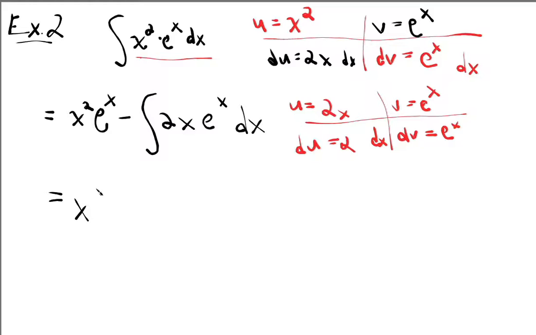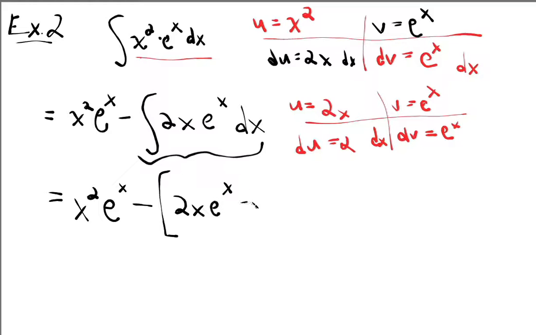All right, let's be careful here. We have x squared e to the x. We have a minus sign, and then this whole integral is getting rewritten. So I'm going to use a bracket so I don't forget to distribute a minus sign later. And then we have uv in this new integral, that's 2x e to the x, minus the integral of voodoo in this new arrangement. So voodoo here, or v du, is 2 e to the x dx.